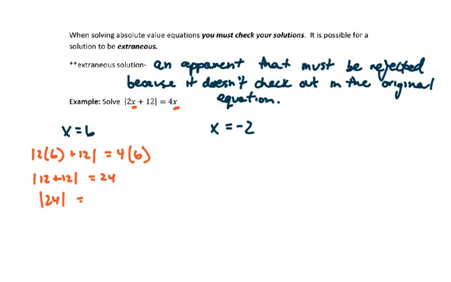It's still in the absolute value. The absolute value of 24 is 24. This checks out. X equals 6 is definitely a solution. And now we need to try x equals negative 2.